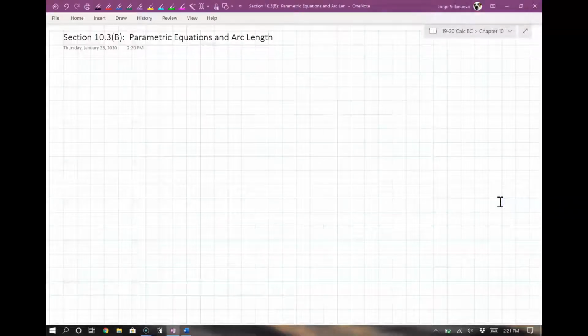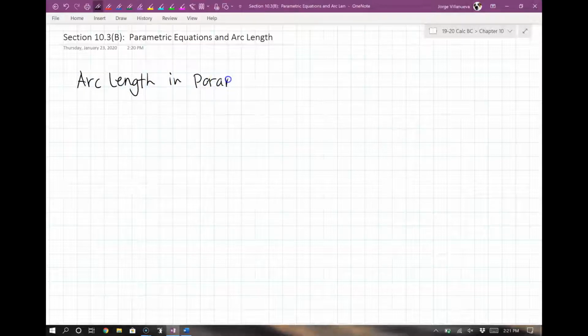All right, so right now we're going to be working on section 10.3 part B, and we're going to talk about the arc length in parametric form. So if you guys remember, let me write this down here first, arc length in parametric form.